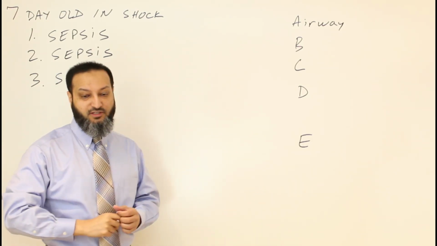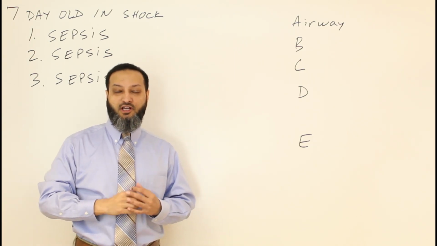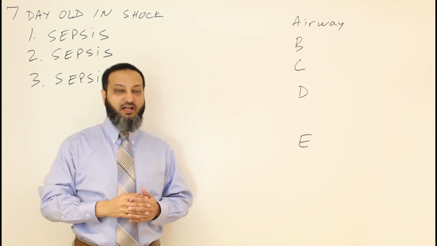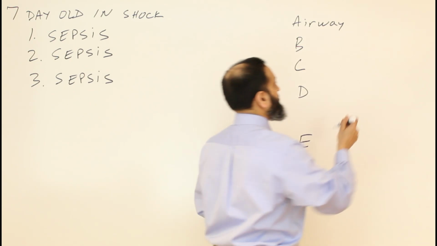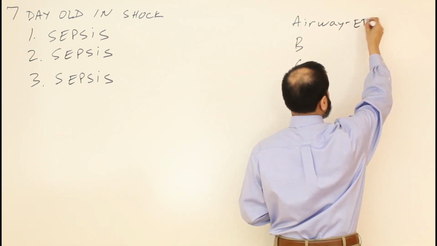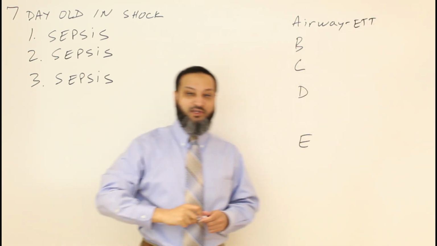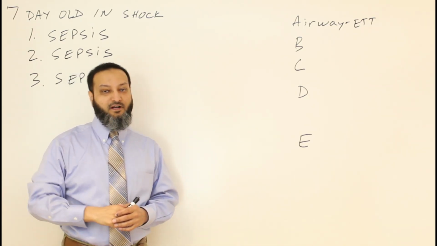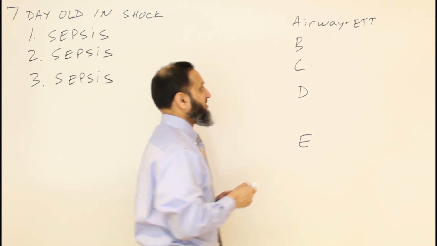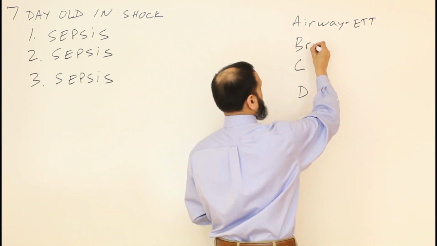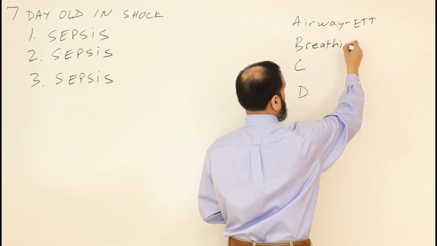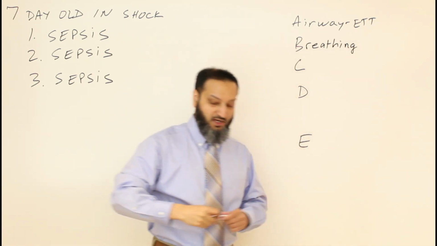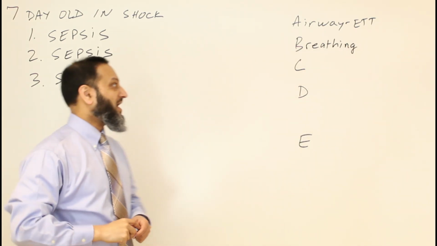A 7-day-old infant who has poor perfusion and who is in shock, it would not be a bad idea to intubate this patient so you can take control of their airway and be able to ventilate them and oxygenate them appropriately. So you might consider intubating this patient. B is breathing. So again, taking over the breathing of this infant can help when they are in shock.